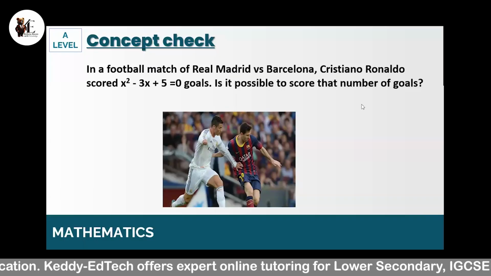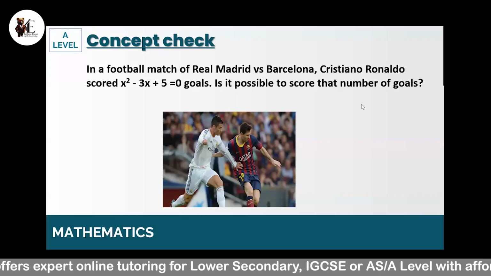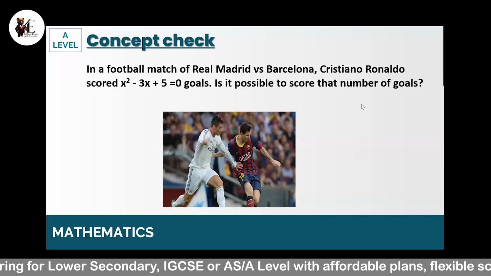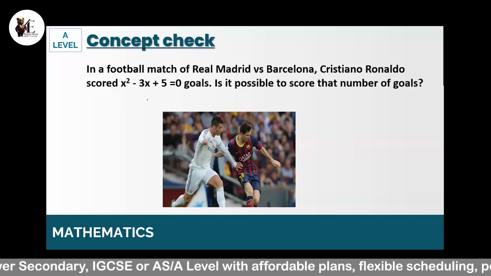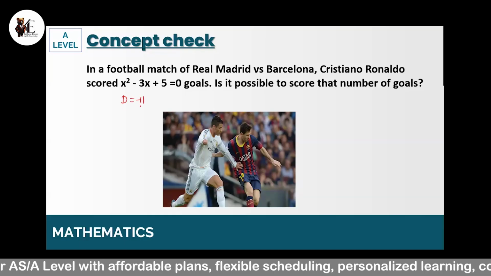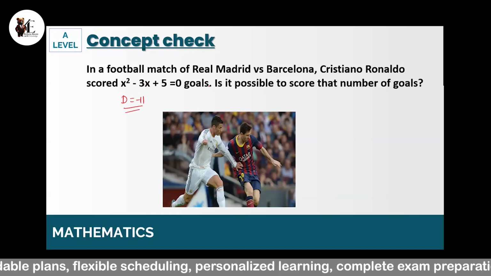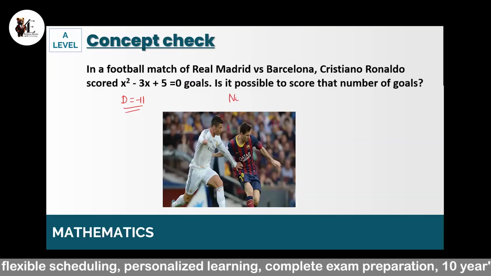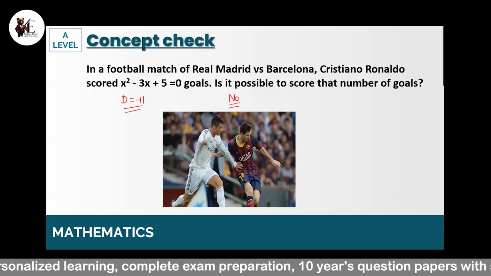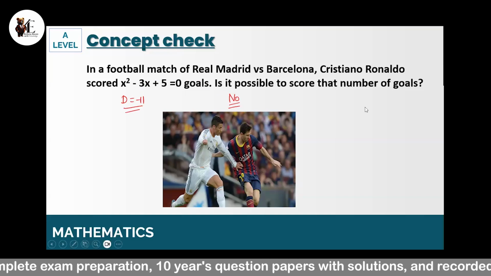Same answer. So what's the value of the discriminant for this equation? It's -11. It's an imaginary root. So will it be possible or not? Not possible. Okay, so sorry, Ronaldo. It is not possible to score goals. Okay, that's correct.